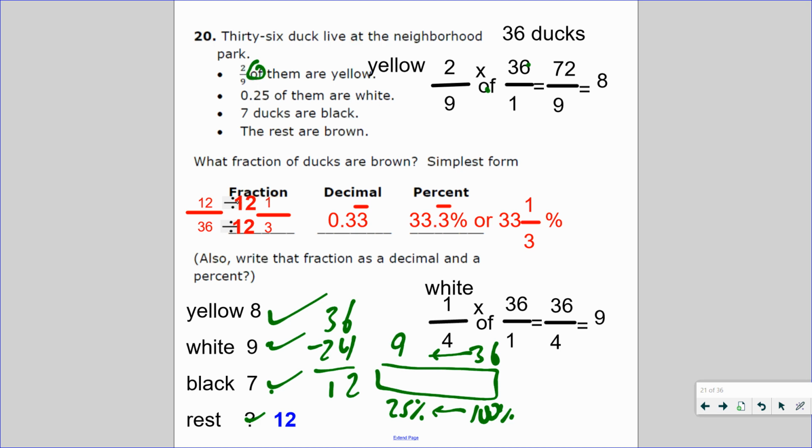So 12 out of 36, the relationship is divide by 3, so that's 1/3, or 33.3%. And that is our study.